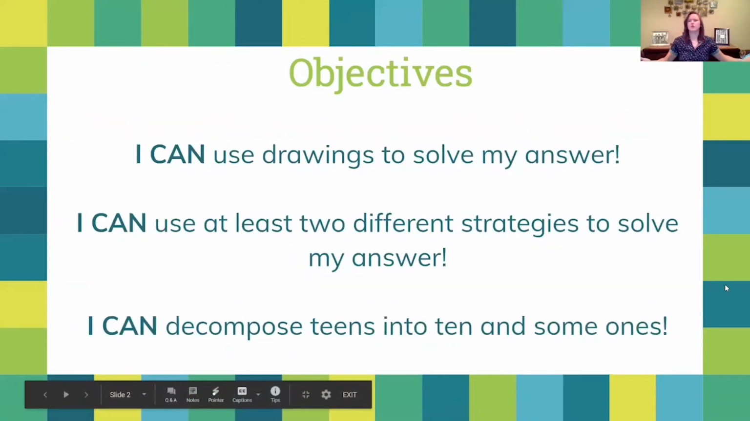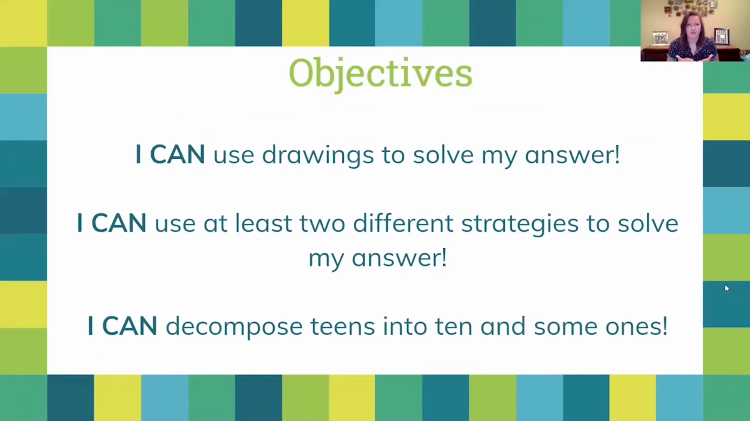All right. So as always, I'm going to read mine first, then we're going to read it together. Ready? I can use drawings to solve my answer. All right, all together. I can use drawings to solve my answer. Nice job. Next, I can use at least 2 different strategies to find my answer. All right, all together, I can use at least 2 different strategies to solve my answer. Nice. And last one, I can decompose teens into tens and some ones. So that's a new one, and we're going to get into it.